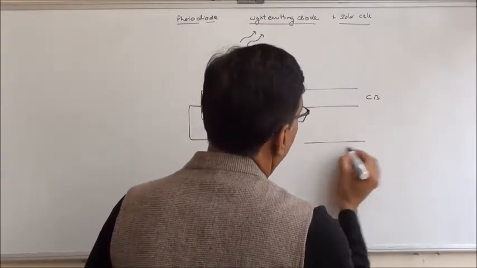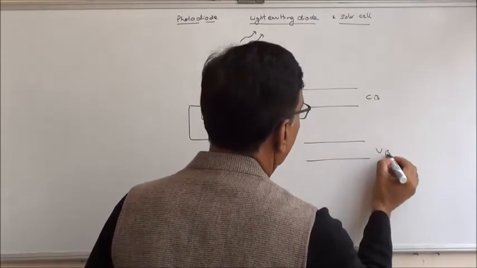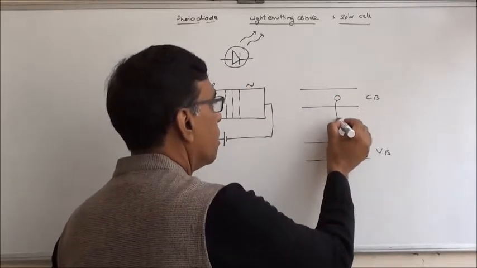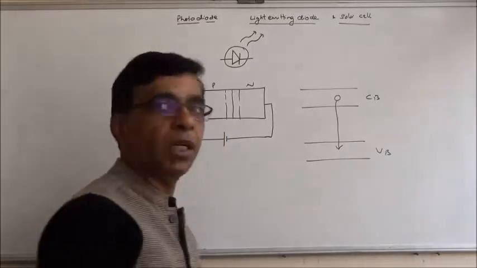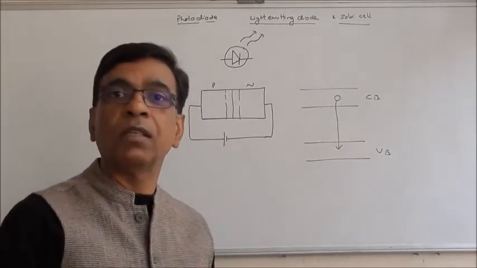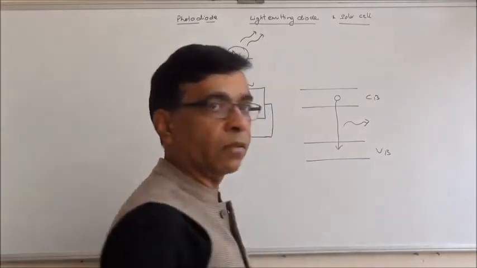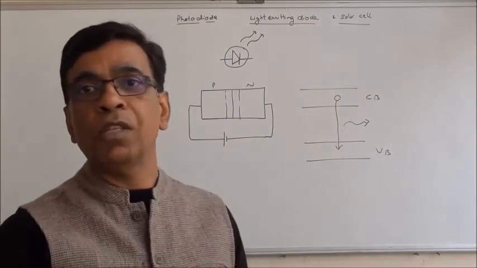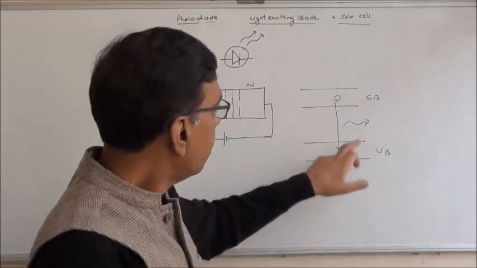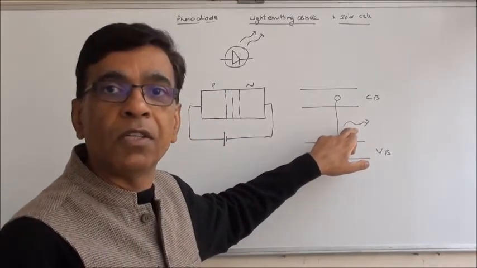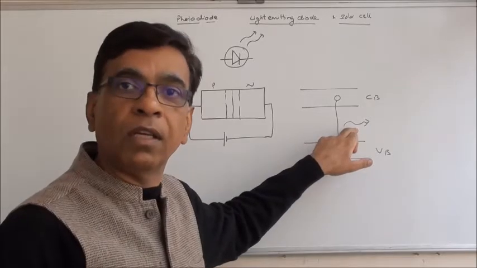Conduction band and valence band. Whenever one electron is combining with the hole, it is coming from the conduction band to the valence band. So its energy decreases and this energy is released in the form of radiation. When we are using pure silicon, the wavelength of this radiation falls in the infrared region.